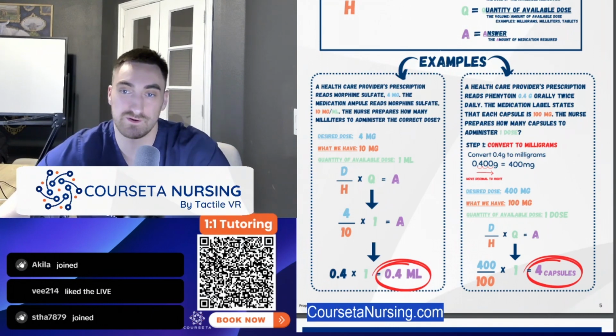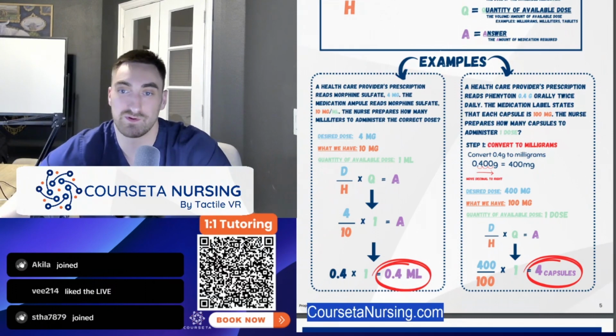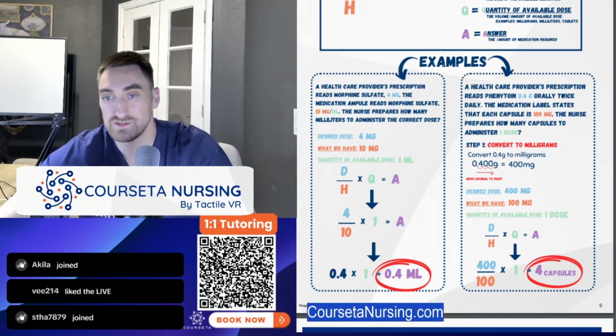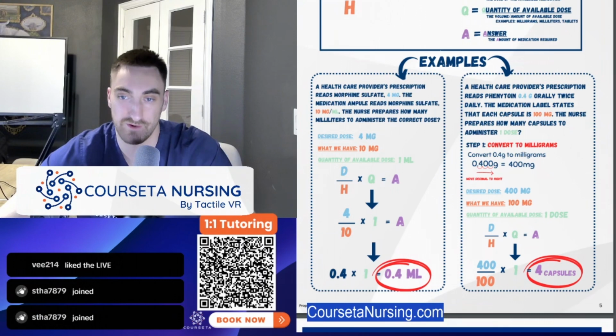So convert 0.4 grams to milligrams. If you guys remember, we're going from a larger unit to a smaller unit, so we're going to the right 3 decimal points. We go 1, 2, 3, and that equals 400 milligrams, which is equal to 0.4 grams.